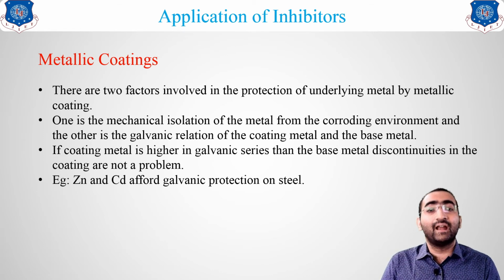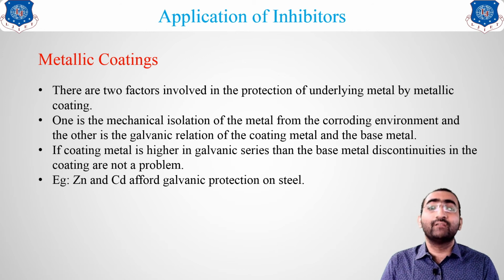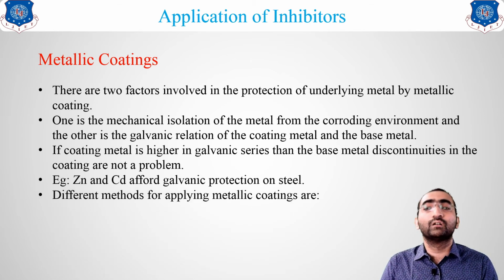Why? Because they are higher on the galvanic series, which can give you the protection of the steel. So you might have seen the coatings on the ships where we are using zinc. So why are we using that coating of zinc over the sheet? Because zinc will get corroded first, ahead of the steel. So with the help of this coating we can save our material from corrosion.